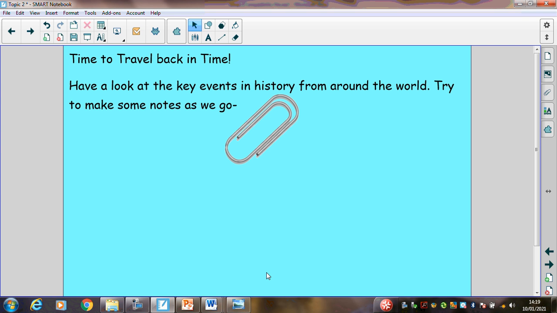So if you're one of those children that are maybe going to be looking at silver, you really do need to pay attention now, because what we're going to do is look at key events or key periods of time throughout history as we make our way back to the ancient Egyptians.